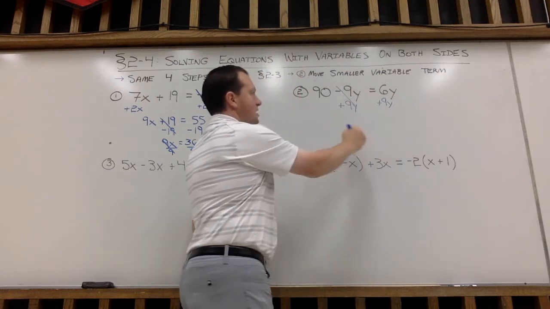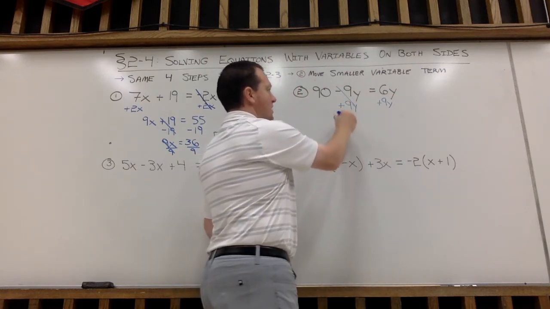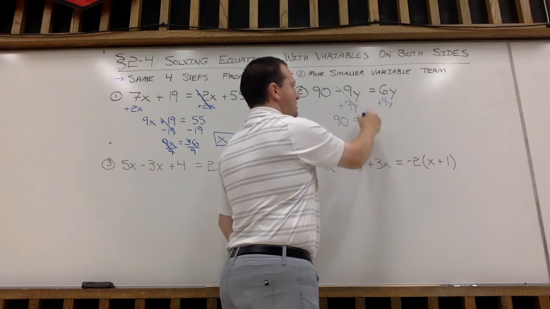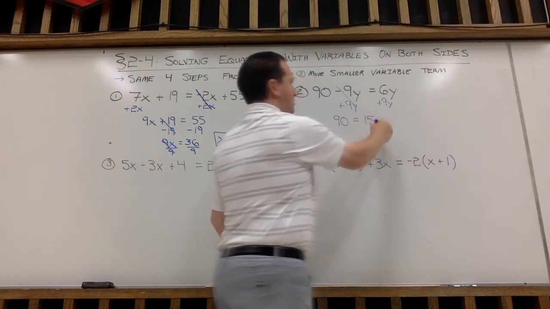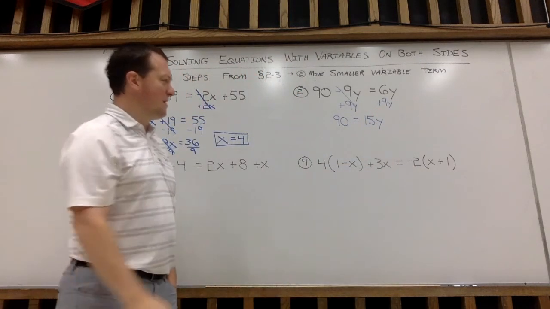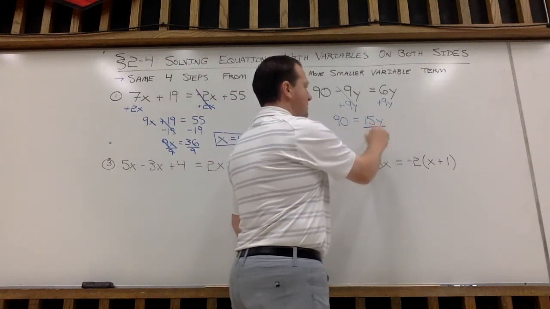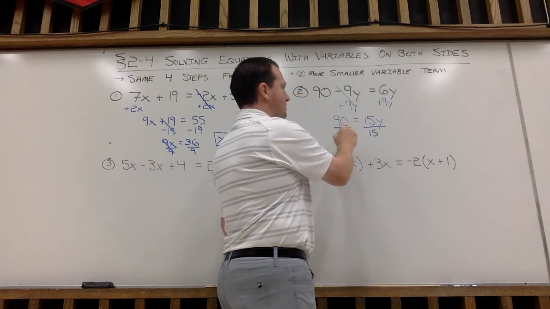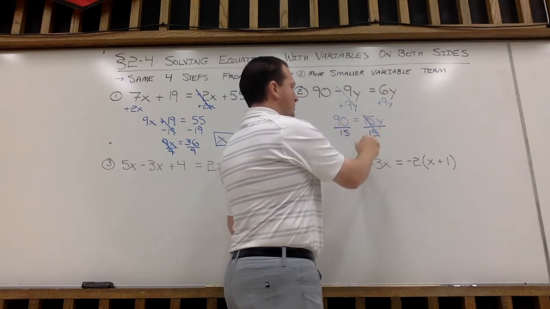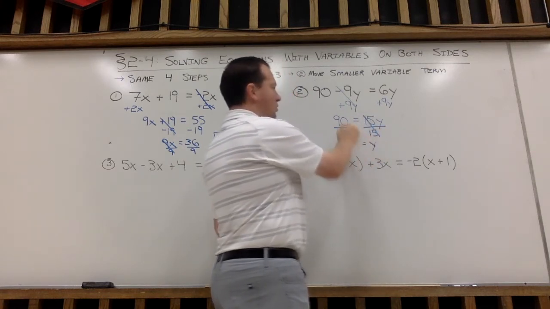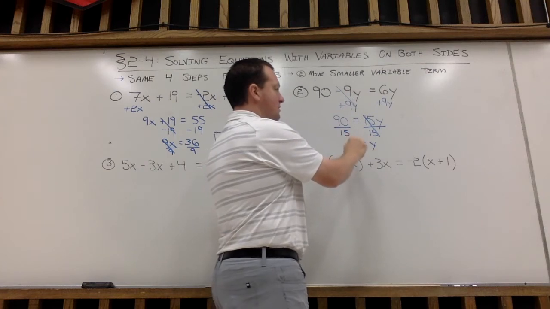Negative 9 plus 9 makes 0. So I've got 90 equals 6 plus 9, 15y. And then last step, to get y alone, I'm going to undo multiplying by 15. So I'll divide both sides by 15. Y will equal 90 divided by 15 is 6.